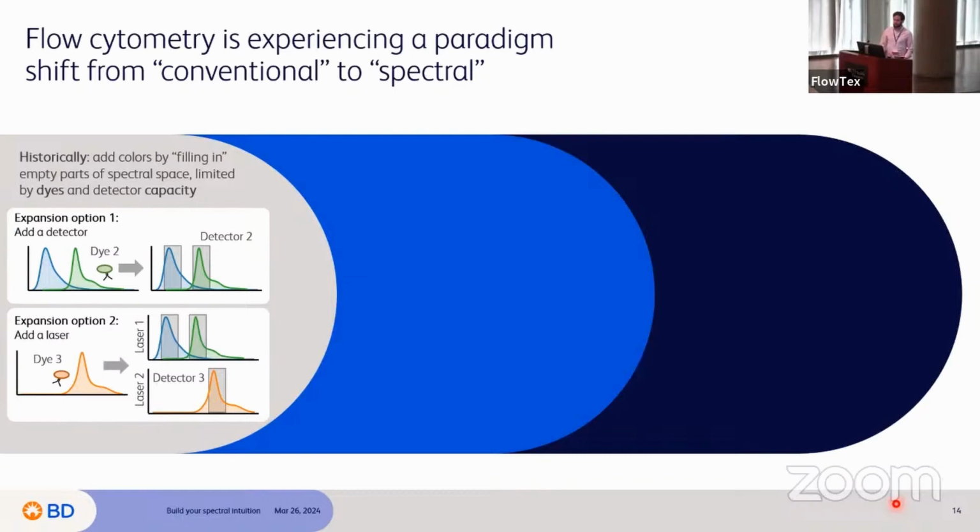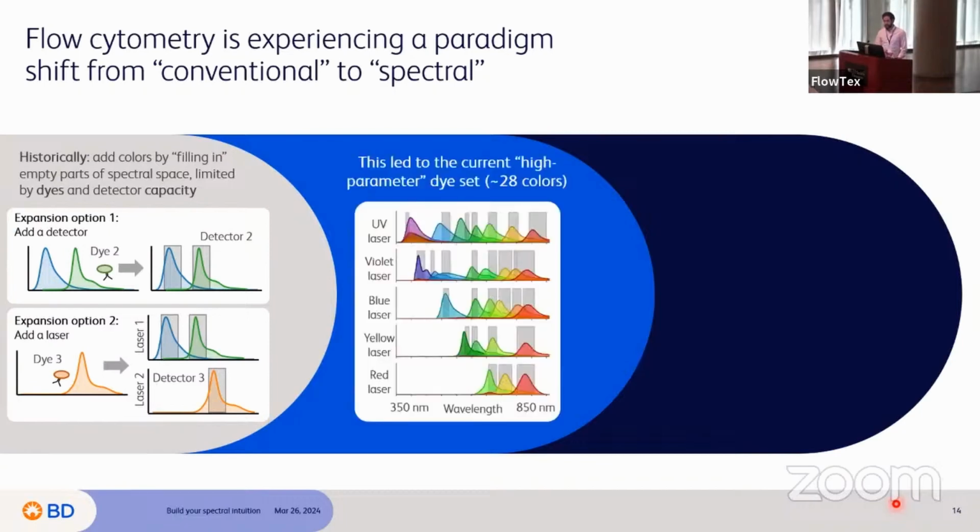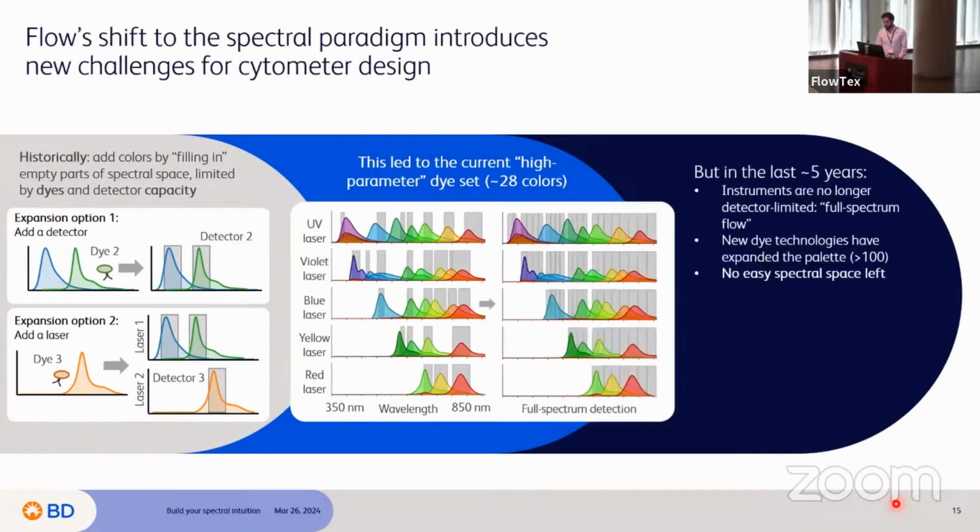Or you develop a new type of dye technology that takes advantage of a violet laser, and that's how you get the brilliant violet dyes. And that process led to kind of high parameter conventional flow, right? Those of you who have used, say, a Symphony from BD, there's kind of this 25, 28-ish color level where we were at for a long time.